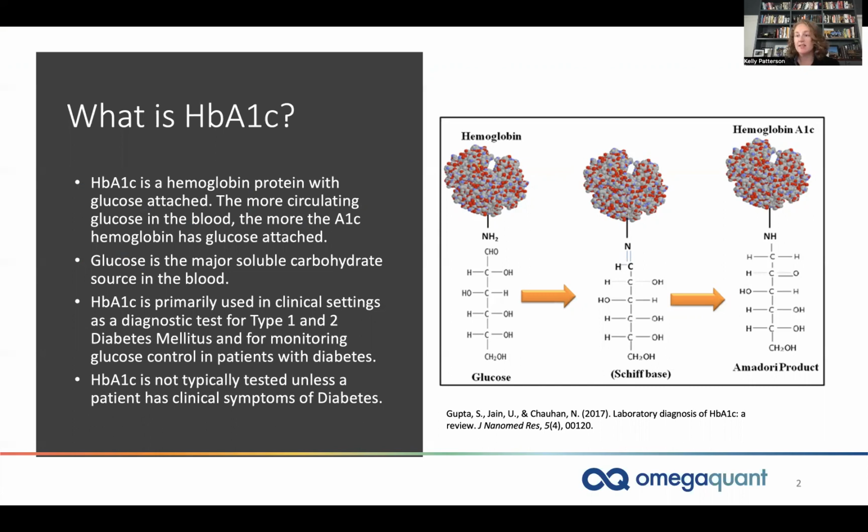And the hemoglobin A1c test measures this hemoglobin A1c protein and how much of it has glucose attached. It is primarily used in clinical settings as a diagnostic test and monitoring test for type 1 and type 2 diabetes, so for monitoring control of patients with diabetes. Typically this test isn't used in traditional medical settings without someone being of concern for diabetes, maybe someone who's showing outward signs of potentially elevated glucose.